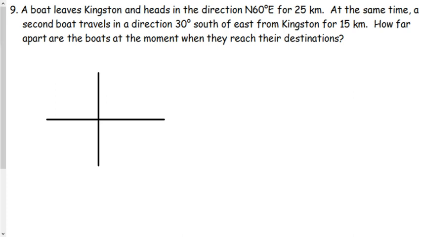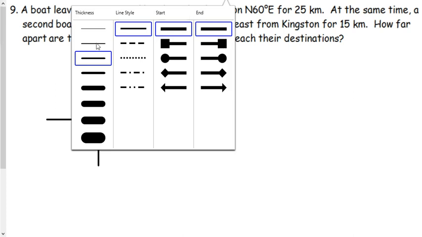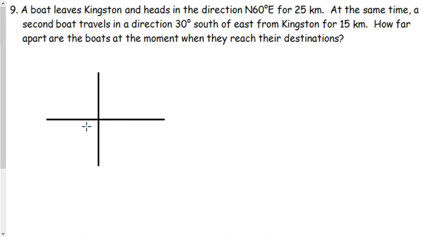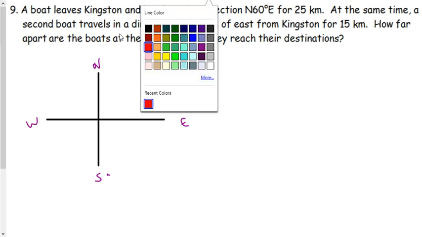That's awesome. Let's keep using our line drawing tool actually here so I can have things that are nice and straight. Let's use red lines. Okay, so my first one, I've got a boat that leaves Kingston north 60 degrees to the east. That means we're going to look north. In this case, that would be up. And you know, I should probably write that on here. So let's go north, south, east, west. Okay. Cool.